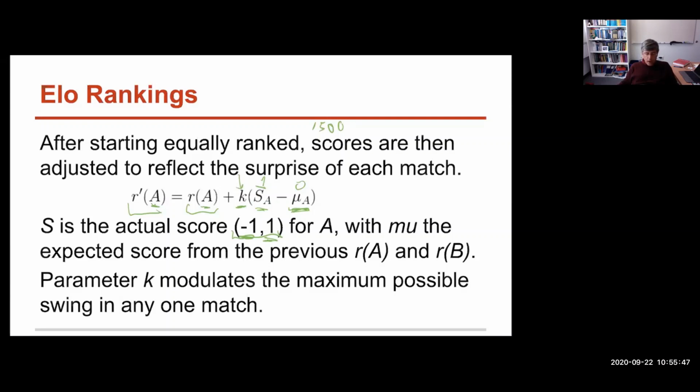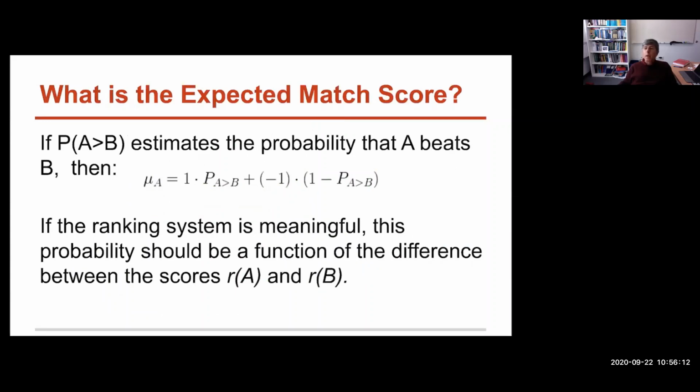So the question of how much my ranking changes depends upon how much better or worse I did than expected. Does everybody kind of get that idea? This expected value of my performance in the match should depend on the score of me and my opponent, okay, as to whether I would be likely to beat them. Any questions?